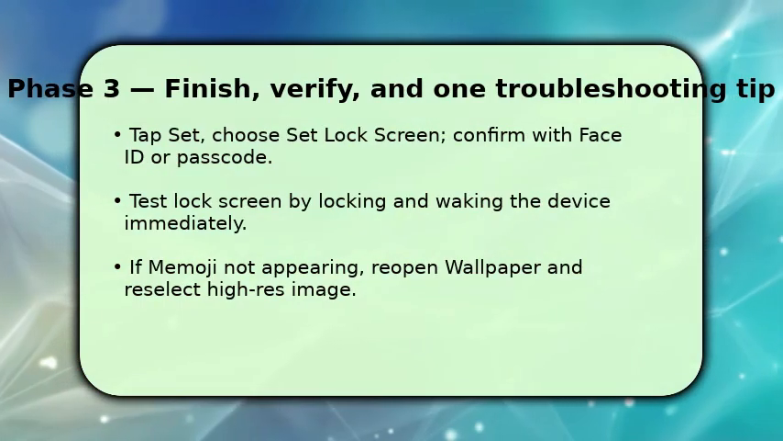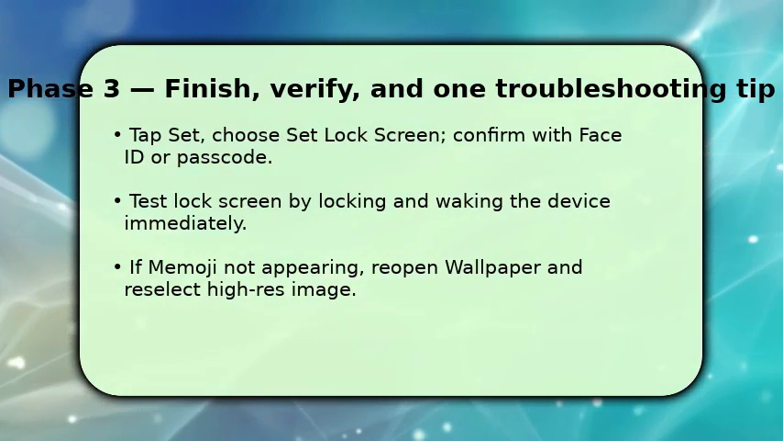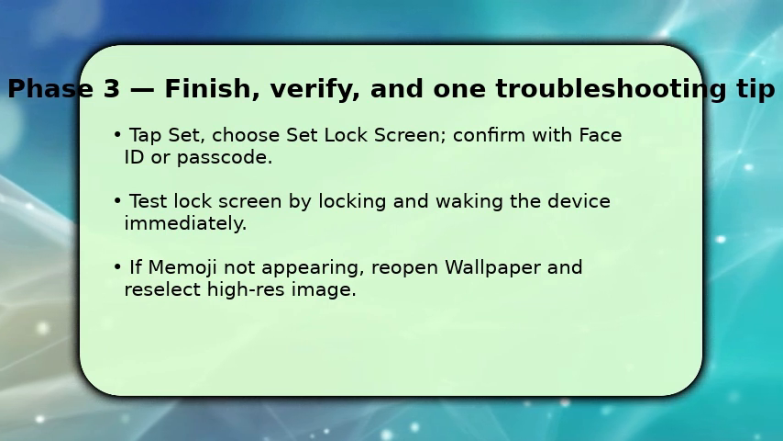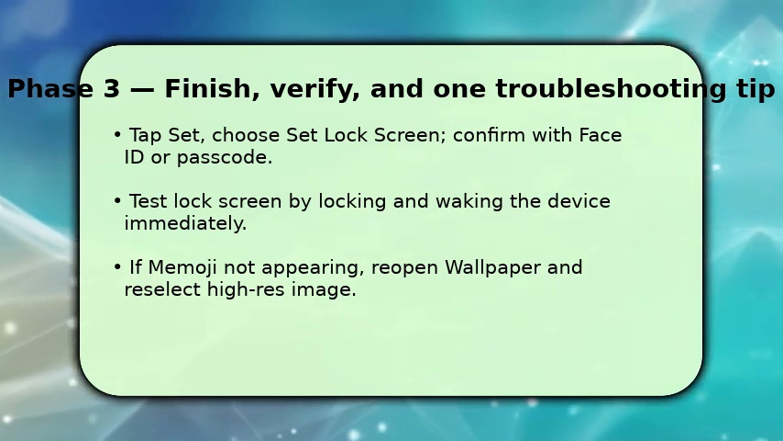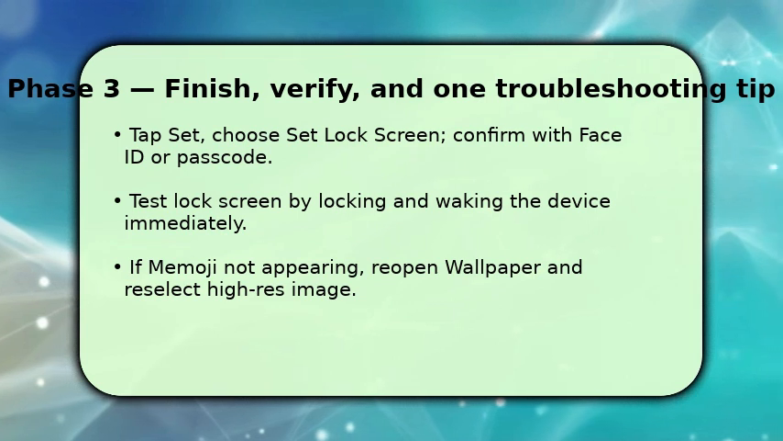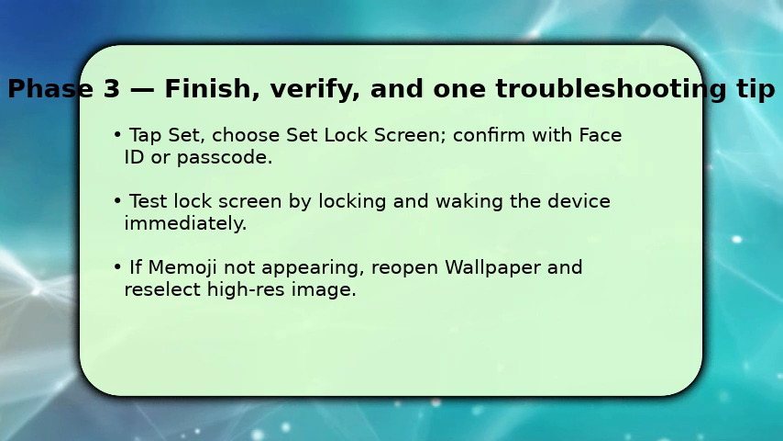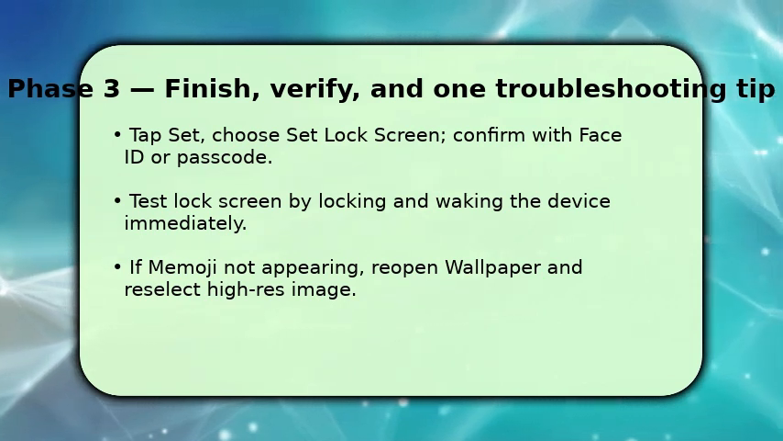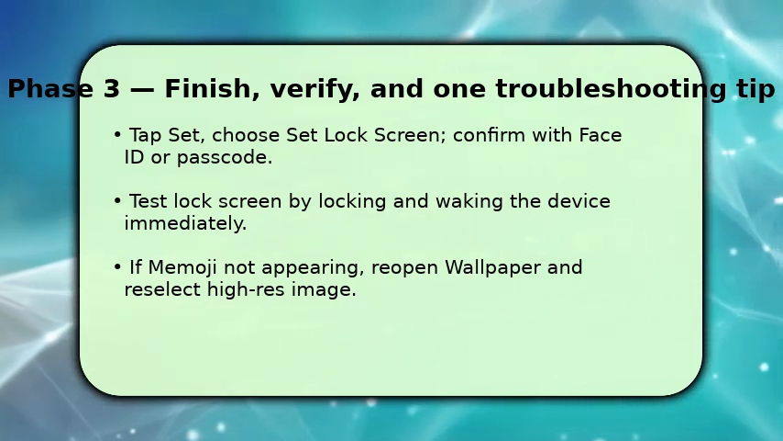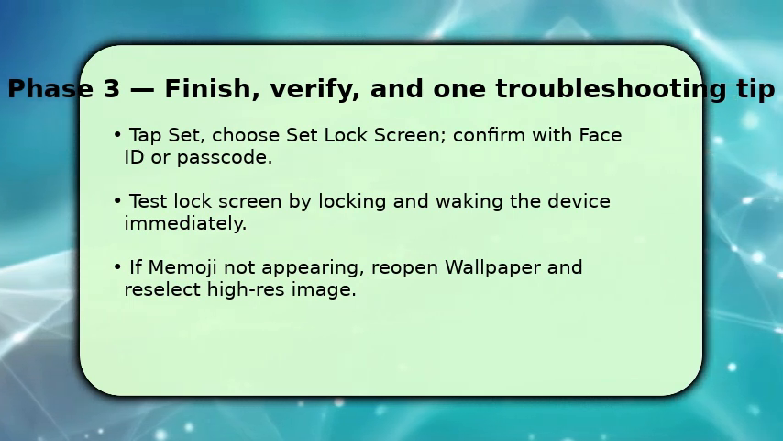Finish by tapping Set, then choose Set Lock Screen and confirm with Face ID or your passcode. You should lock and wake the device to verify placement, visibility, and that notifications don't obscure important parts of the Memoji. If something looks off, return to Wallpaper to adjust scale, depth, or select a higher resolution image.